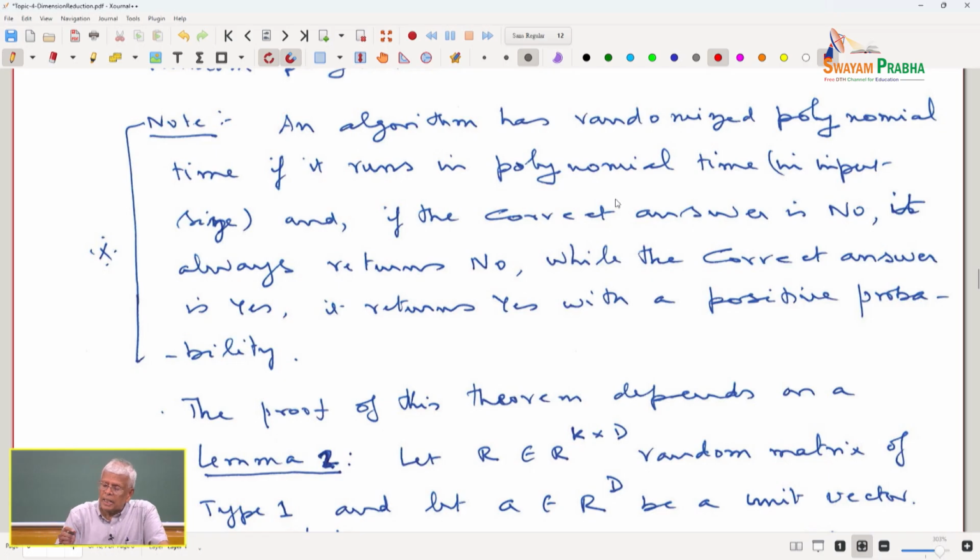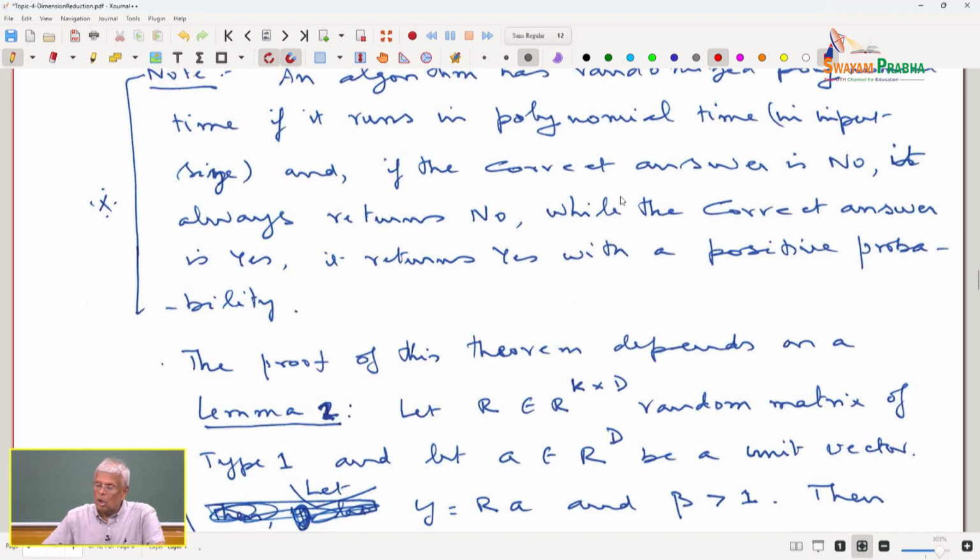So for those of you who want to know a little bit about random polynomial time, an algorithm has random polynomial time if it runs in polynomial time in input size, and if the correct answer is no, it always turns out no, while if the answer is yes, it returns yes with a very high probability. So that's the idea.